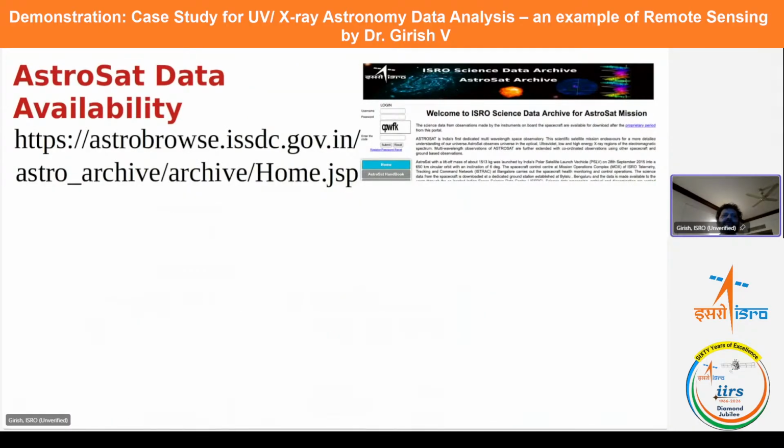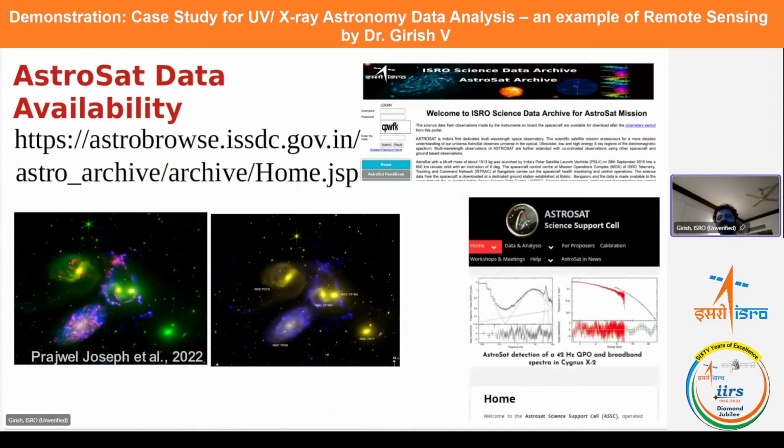Now after all these things, where do I get the data? The data is available at AstroBrowse. It is hosted at the Indian Space Science Data Centre, ISSDC, at Byalalu near Bangalore. All you need is an email to register on this portal. Once you register, you can download any archival data you want. There are also many links where you can learn how to analyze this data. And if you still have problems, you can connect to the AstroSat Science Support Cell, which is run by ISRO at IUCAA, Pune. They will help you in all sorts of analysis, data downloading, reduction, interpretation, and everything.